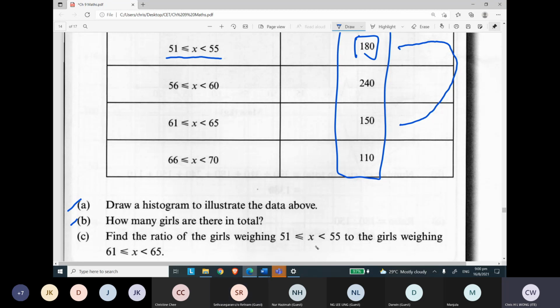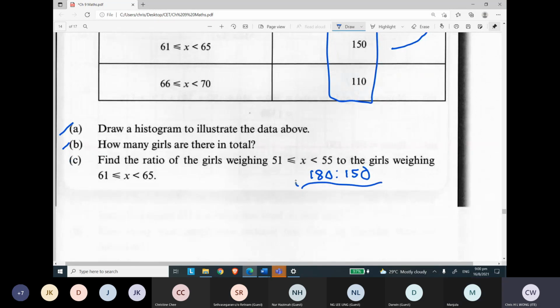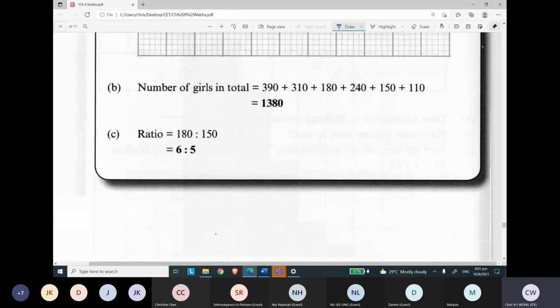So C will be what? The ratio is 180 to 150. Then you reduce to a lower term. You cannot just leave this alone in the exam. A ratio, you must reduce it. So divide by 30, and it becomes 6 to 5. That's why I get 6 to 5 in the end. Is that okay? Yeah.